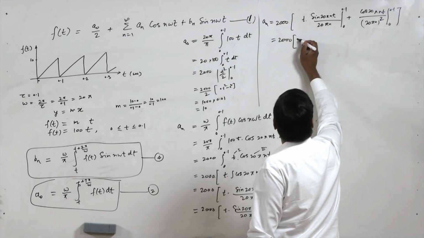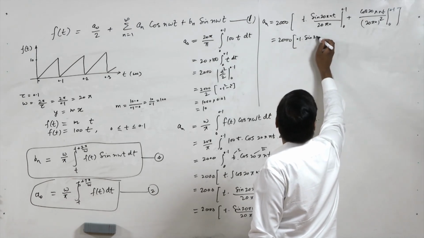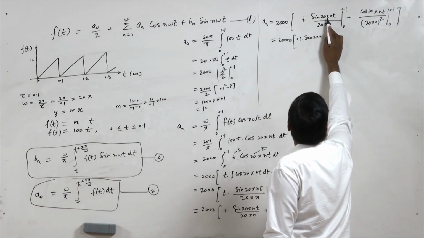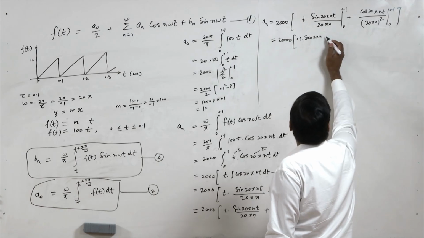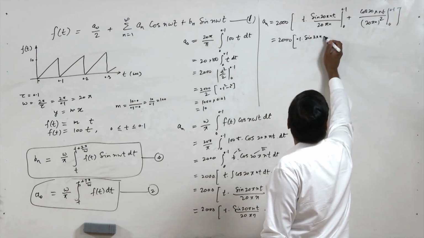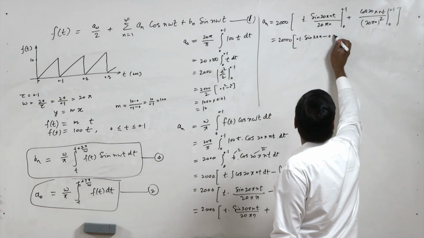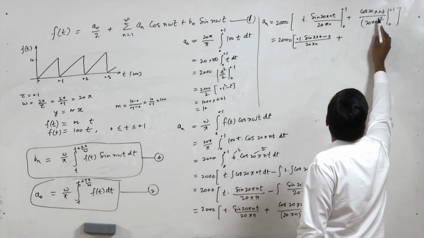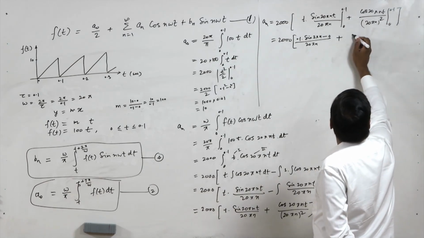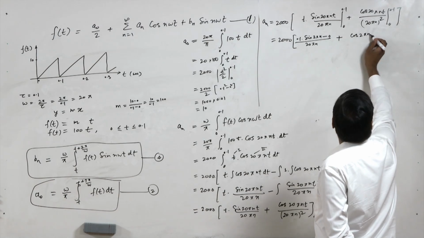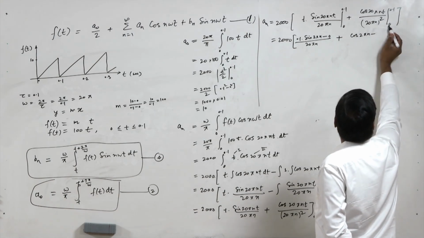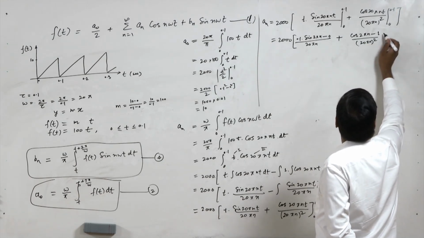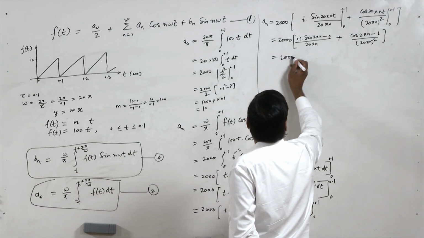So here we put 0.1 into sin 2πn, because t equal to 0.1, so it is 2πn upon 2πn, minus, because this is 0, so t equal to 0, upon 2πn, plus this is 0.1, so it is cos 2πn minus, again it is 0, so cos 0 is 1, upon 2πn squared, equal to 2000.